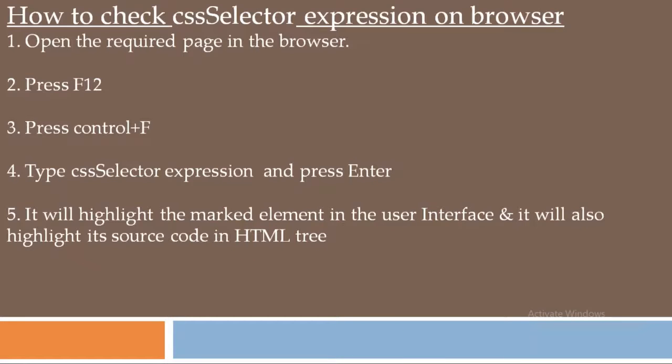Okay. Sometimes if you want to check a CSS selector, please do follow these steps, guys. Just open the web page and press F12. Then press Control plus F, and you will get a search box there. Then you can type your CSS selector, and automatically it will highlight the source code in HTML. Okay.